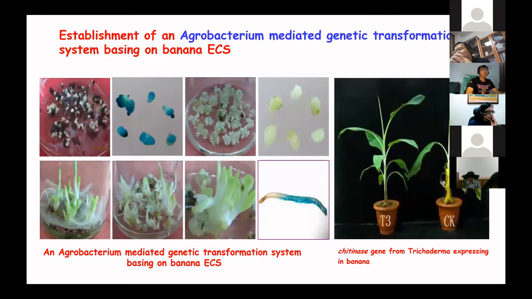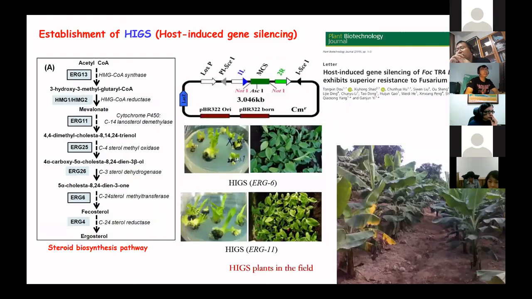For the molecular breeding, we use Agrobacterium-mediated genetic transformation using a banana cultivar. And in recent years, we use HIGS, which means host-induced gene silencing. We use this kind of technology to get transgenic plants in the field. The transgenic lines have very high resistance to TR4 in the field. We published these results last year.